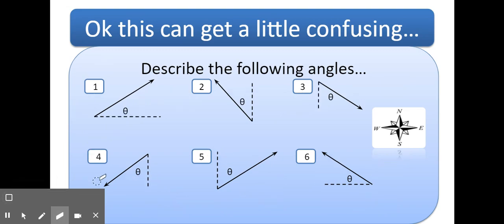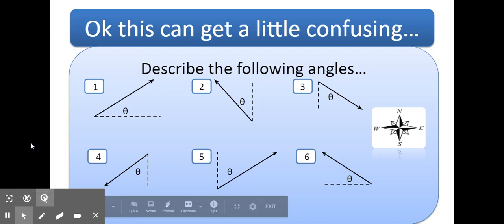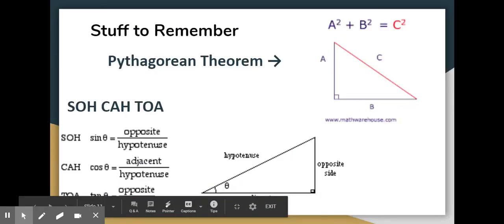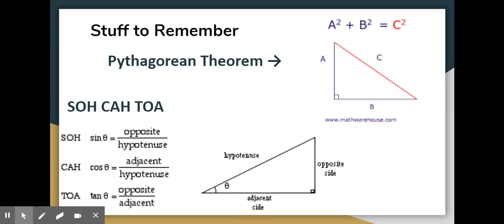Okay, moving on. There we go. Stuff to remember. You should already know some of this from math class. The SOHCAHTOA might be new to you, so we'll go over it.